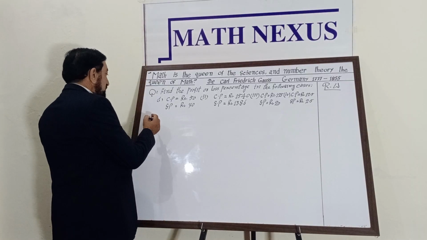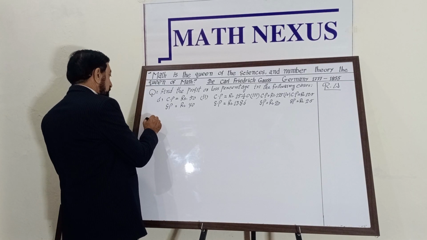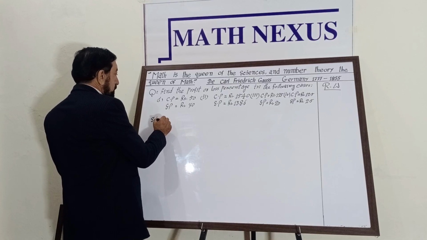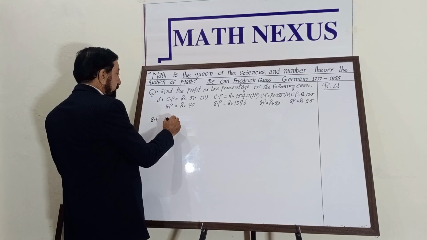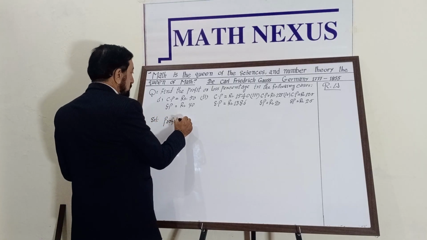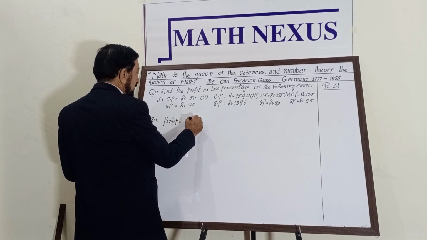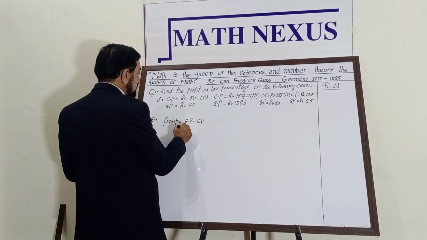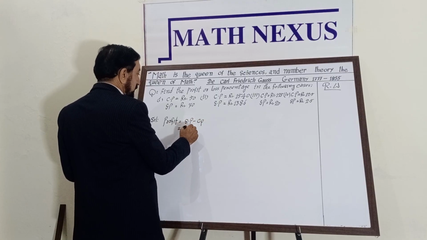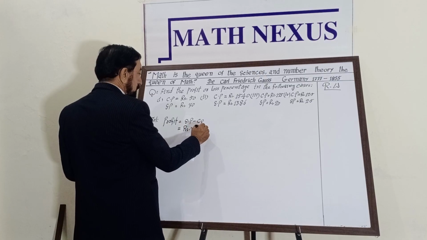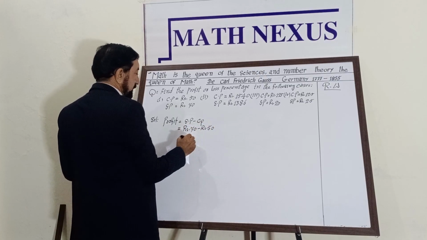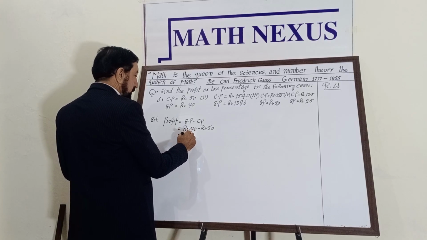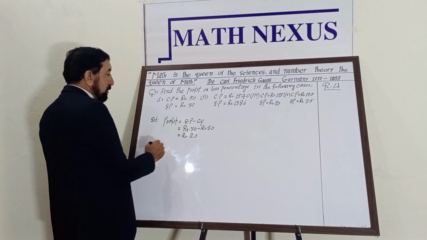Now look at the first. Profit is equal to sale price minus cost price. Sale price is equal to 70 minus cost price is equal to 50, equal to rupees 20. Profit is 20.